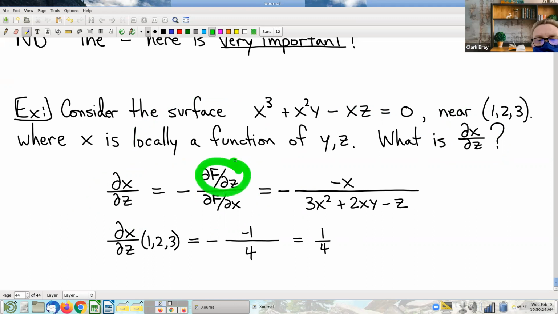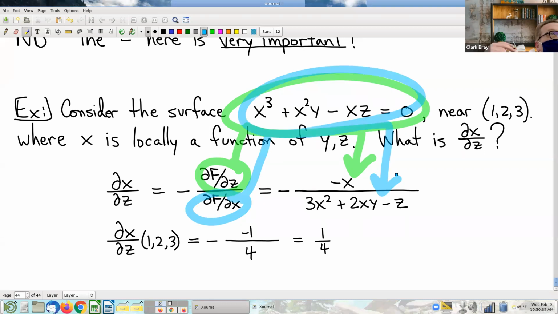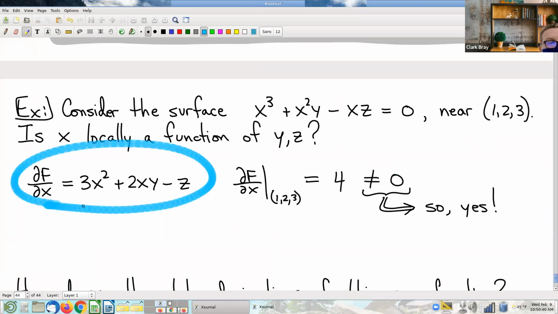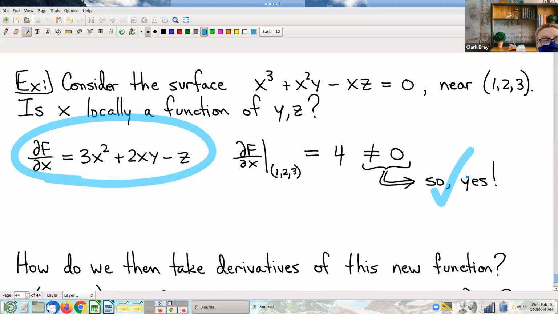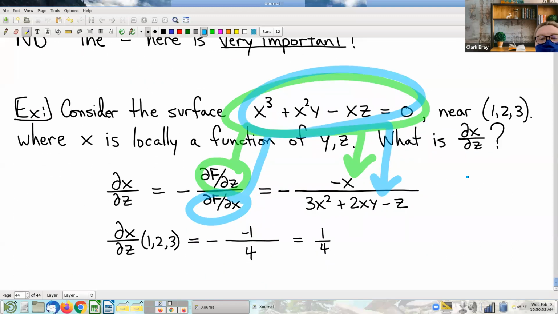Let's see, the z partial. Super easy, right? The x partial. In fact, we've already computed the x partial. I'll remind you, we computed the x partial as part of establishing that we could do this stuff in the first place, right? So you don't even have to recompute it. That's just a recopy. And then plug in the point you're interested in. Right, near the point 1, 2, 3, you plug that in, and there's your answer. Okay, we good?